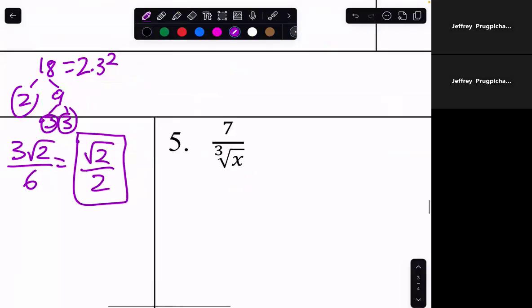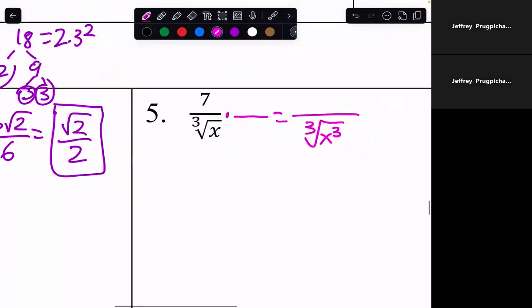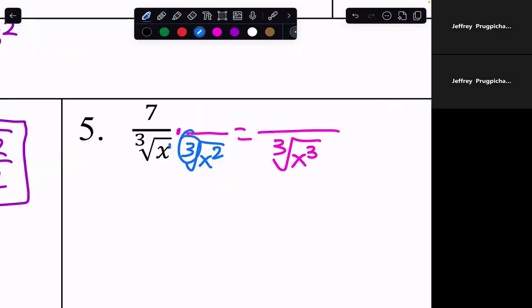For problem 5, it's a cube root, not a square root. So the goal is to get to the cube root of x cubed. To get there, we already have an x to the first power, so we would need to multiply by a cube root of x squared. Make sure you put cube root and not square root. That's a common mistake.